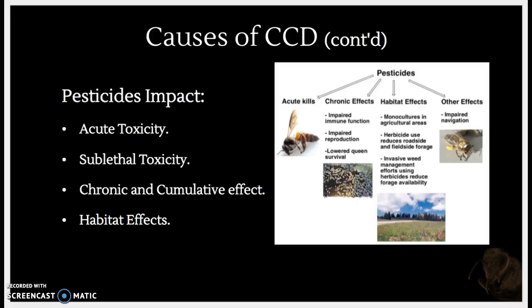The chronic and cumulative effects is when neonicotinoids bind to the nicotinic acetylcholine receptors in the insect's brains and accumulate over time. The accumulation tends to have grave effects on bees and can result in paralysis and death. Habitat affects and reduces the forage.